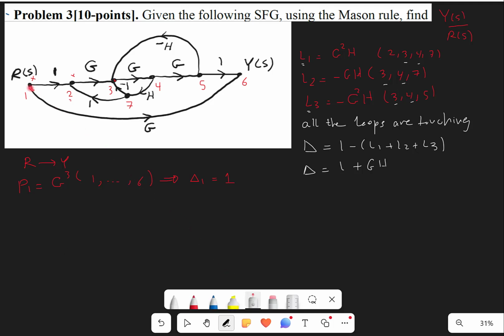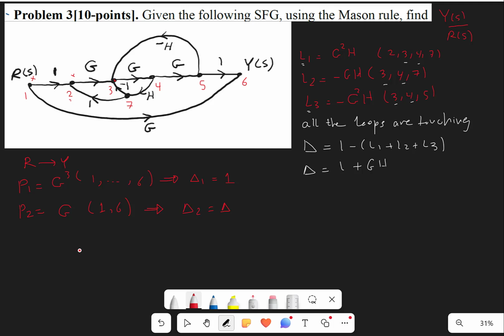Also we have another path here. So this will be P2. The gain for that is G. It will only pass through nodes 1 and 6, so it will touch none of the loops, which means that delta 2 will equal delta.